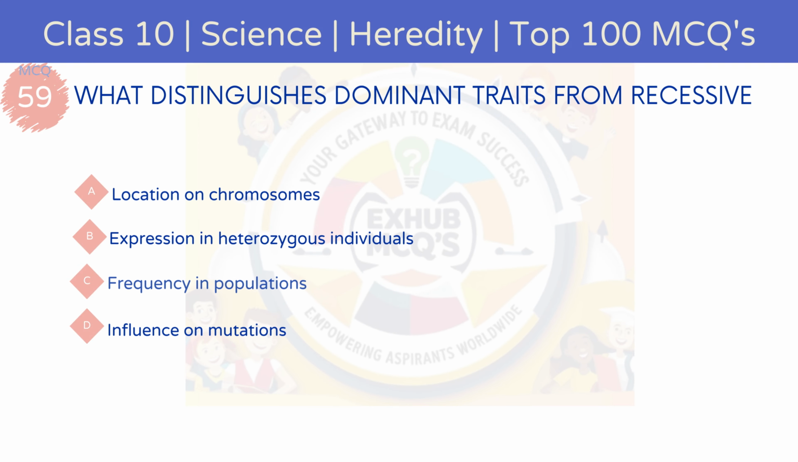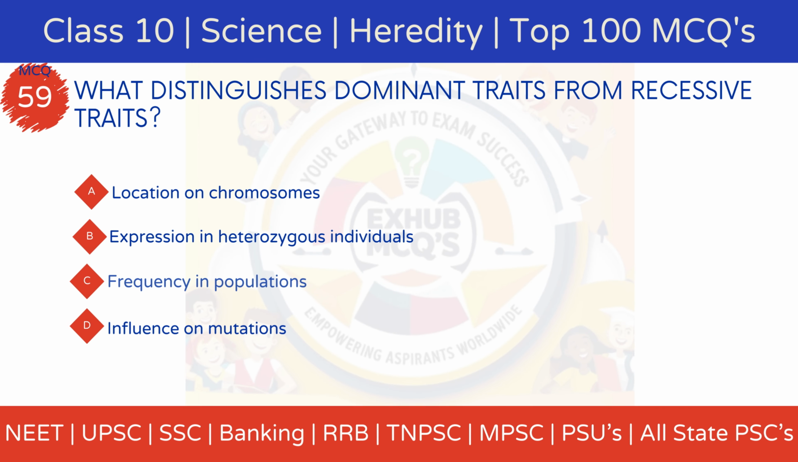MCQ 59. What distinguishes dominant traits from recessive traits? Option A, location on chromosomes. Option B, expression in heterozygous individuals. Option C, frequency in populations. Option D, influence on mutations.